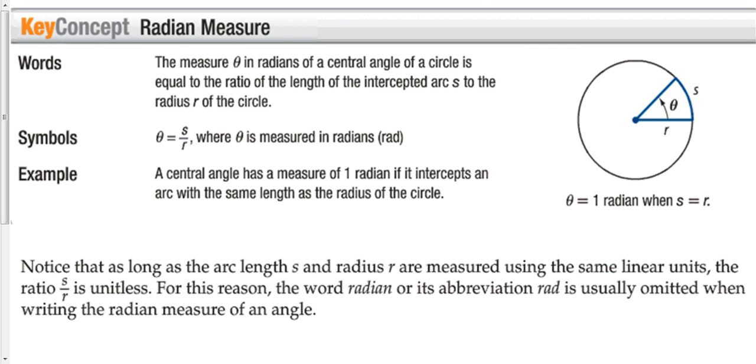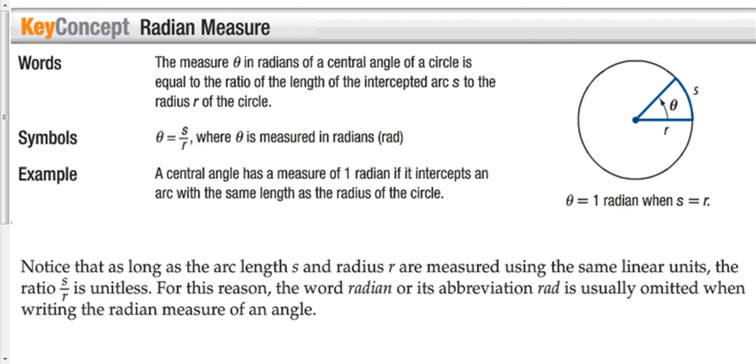Okay. So what is a radian? The measure theta in radians of a central angle of a circle is equal to the ratio of the length of the intercepted arc S to the radius of the circle. So that's all a radian is, and that's my formula. That theta is equal to S over R. So that is the length of this divided by the radius of the circle.